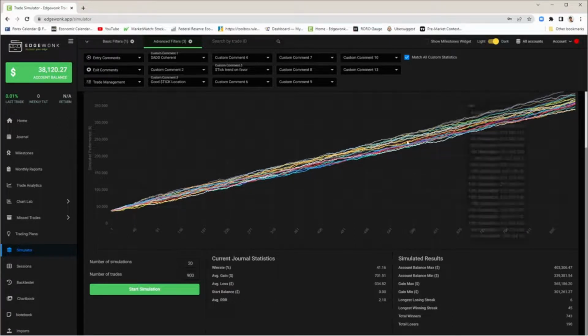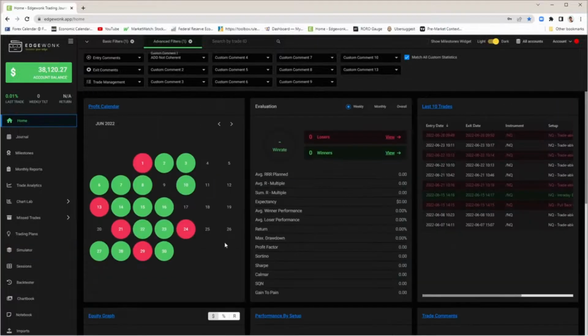So what should you do? You just stick to this. Every time you have ADD coherent, a good tick location, and a tick trend in your favor, then you place the trade. It might win, it might lose, because I didn't win all these trades, but the majority of them were very profitable. If you don't log your trades, it's impossible for you to understand where you are good and when you're screwing it up.